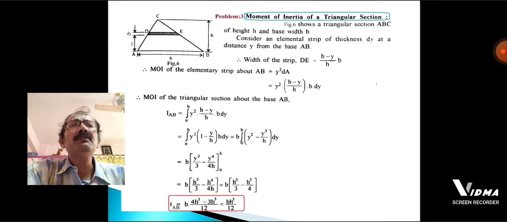Now the moment of inertia of the triangular section about the base AB, that is I_AB, equals nothing but the integral, and we have to put the limits, 0 to h, of y square into (h minus y) by h into b dy. Just after integration we will get the value of I_AB, that is bh cube by 12. That is the moment of inertia of the triangular area with respect to the axis AB.